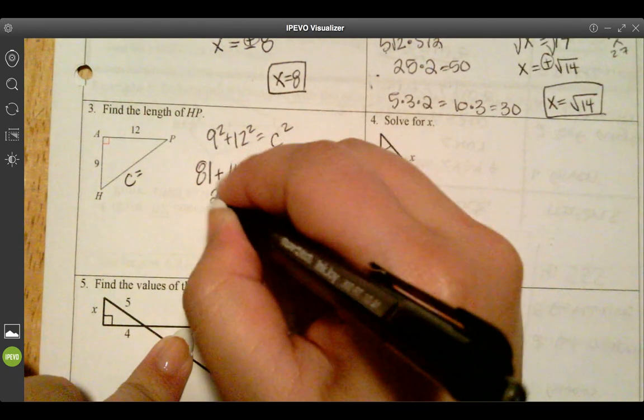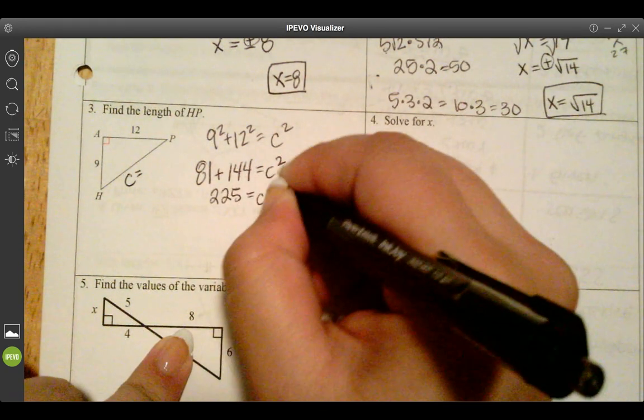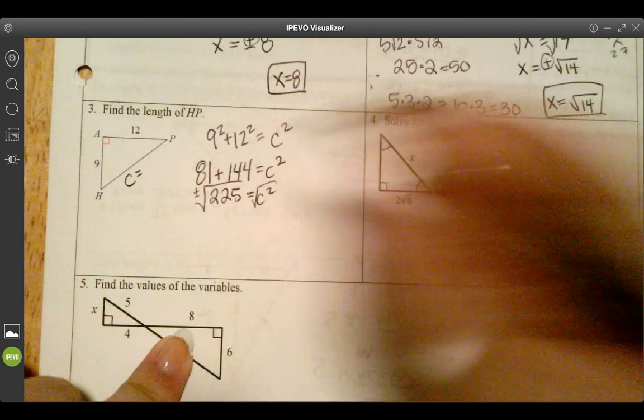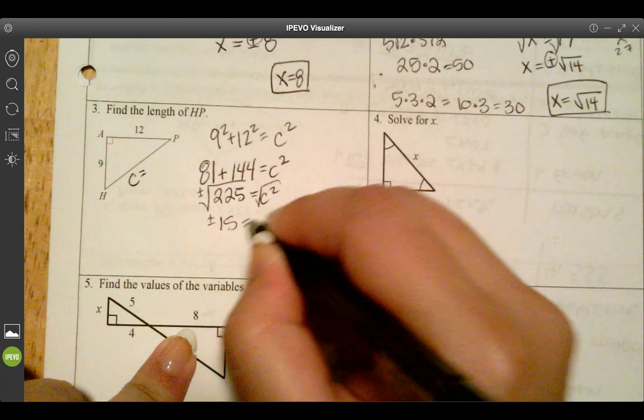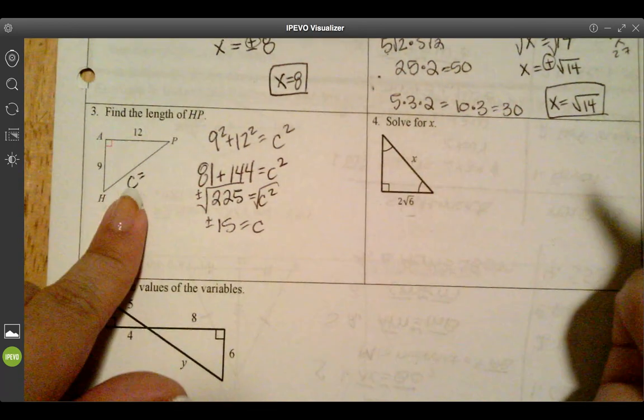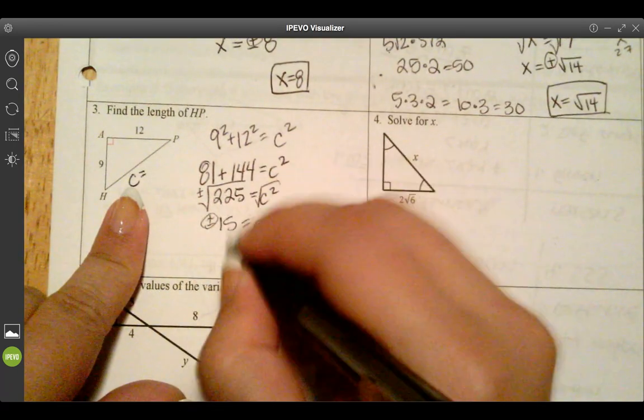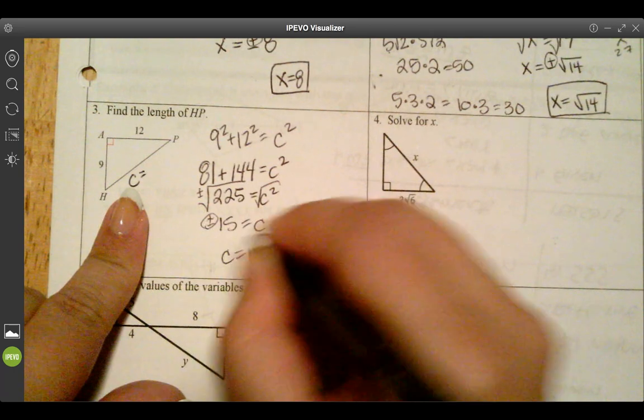81 plus 144 is 225. Take the square root of both sides. Then plus or minus 15 equals C. C is a distance, we take the positive. C equals 15.